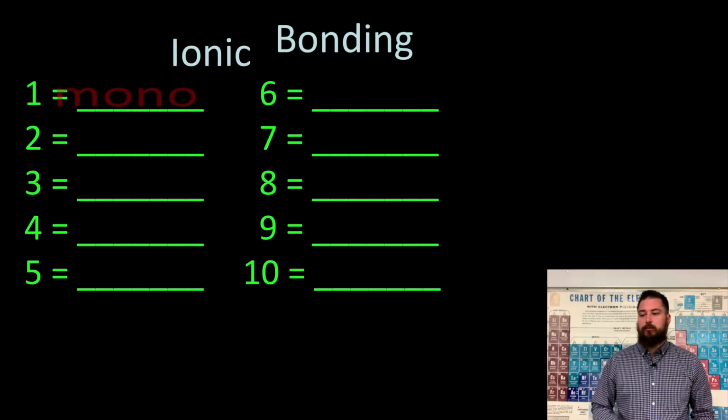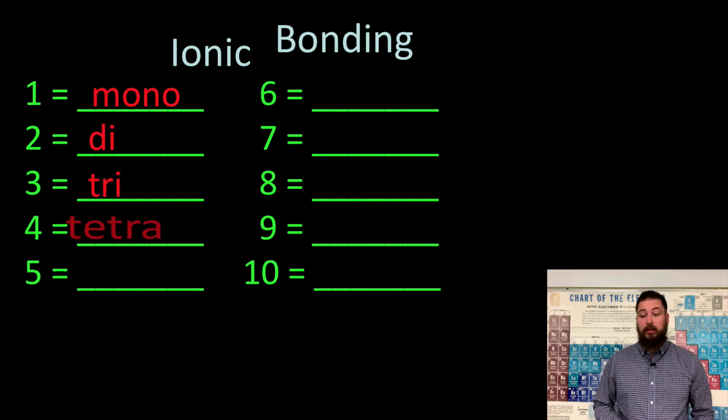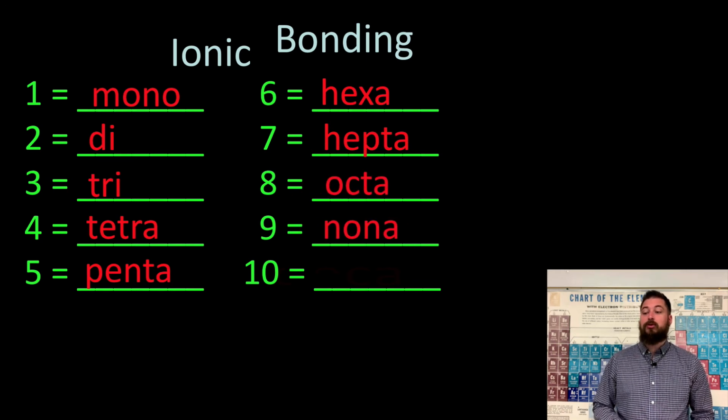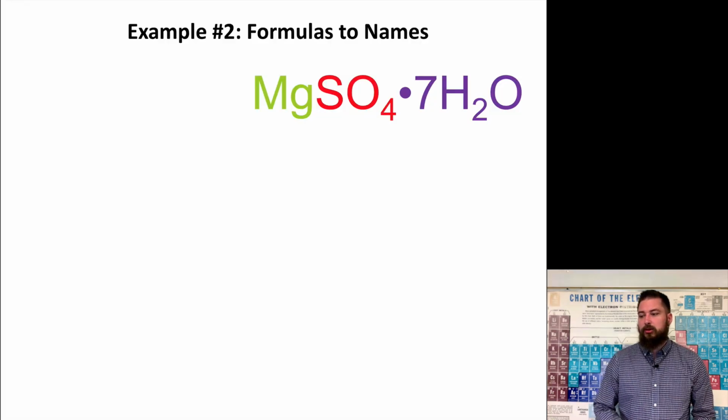So here are the different prefixes. So one is mono, di, tri, tetra, penta, hexa, hepta, octa, nona, and deca. This list is actually on your next set of notes as well. You don't need to write it down or anything, but you will have to have these prefixes memorized, and you'll have to have them solid in your mind. So let's go ahead and take a look here.